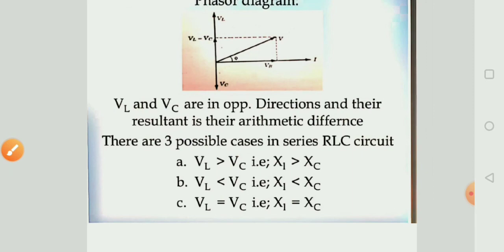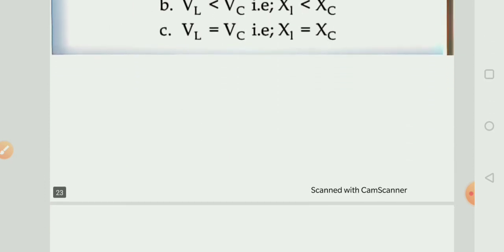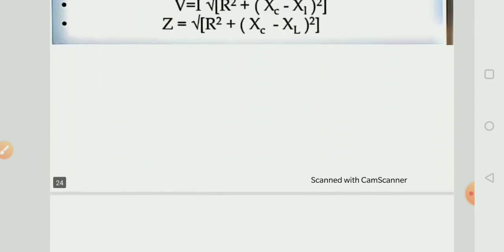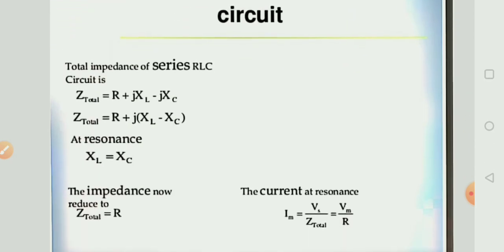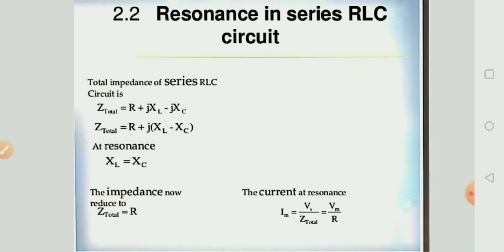So there are three possible cases in the series RLC circuit. First is VL greater than VC, second is VL less than VC, and third is VL equal to VC, meaning XL equal to XC. If the third condition is applied, XL equal to XC, that is the resonance condition. It is the resonance in the series RLC circuit.